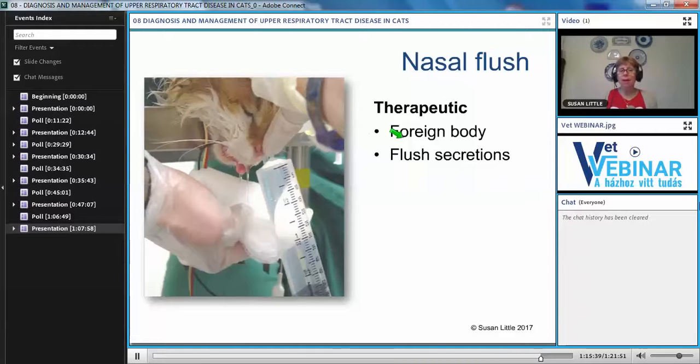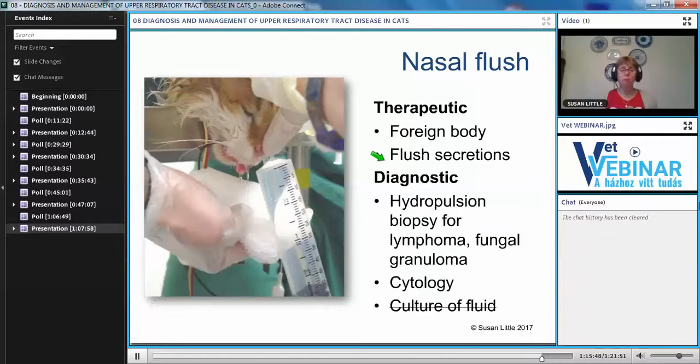And that's best to flush out foreign bodies, maybe flush out secretions. So it can be therapeutic. It might remove the cause of your problems. But also, we can use it diagnostically. So if there is a tumor in there, you might flush out a piece of the tumor that you can send off for analysis. Or if there's a fungal infection, a granuloma in there, you might flush out a piece of that you can send out for diagnostics.